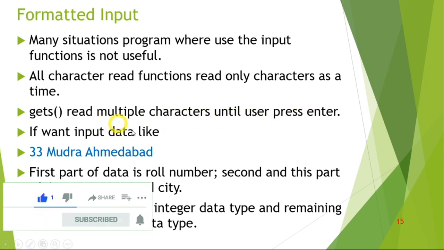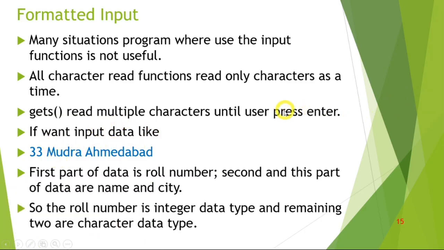Suppose some characters we write, then after some time you press enter. If you want to input data like this one, 33 Mundra Ahmedabad, the first part of the data is the roll number 33, and the second and third parts of the data are the name of the city. So the roll number is an integer data type, and the remaining two are character data types.